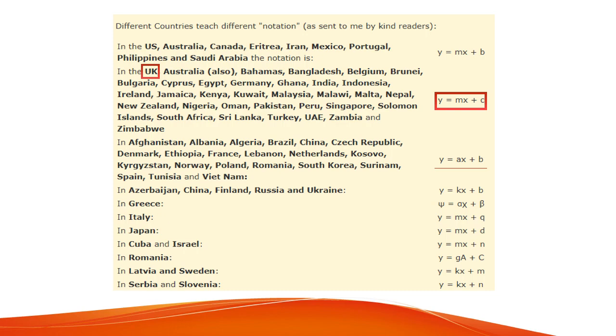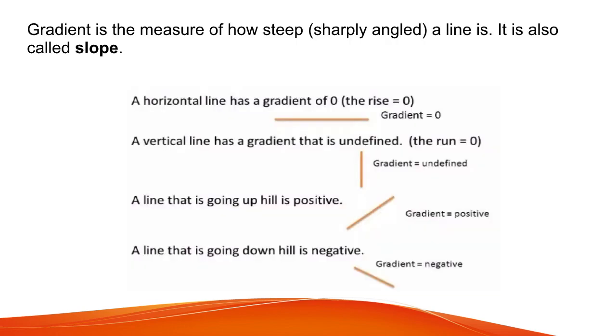And the gradient, what is the gradient specifically? It is the measure of steepness. It is the measure of how steep, how sharply angled a line is. A gradient is also known as a slope.